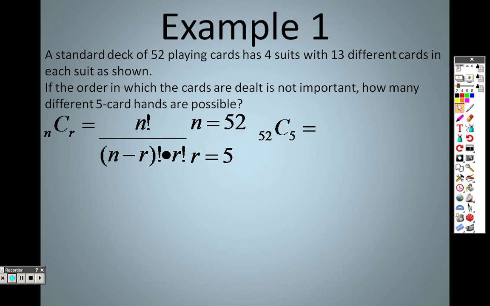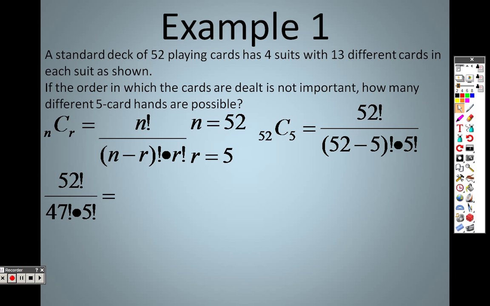So when I go to plug this in, 52 is my n, so that's n factorial, over 52 minus 5 factorial, which is 47, and the 5 factorial is there at the end. And once again, notice that when you add those together, you get 52.